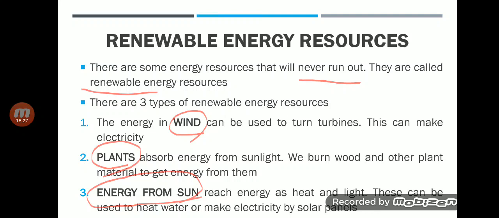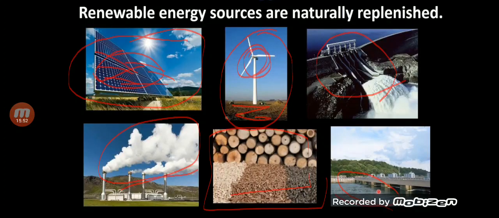Number two, plants. They absorb energy from sunlight, and it is a source of energy, and we burn wood and other parts of the plant to produce energy in the form of heat. Energy from the sun reaches us in the form of heat and light, and these can be used to heat the water or make electricity by solar panels. Here this picture explains renewable energy resources. What are renewable energy resources?